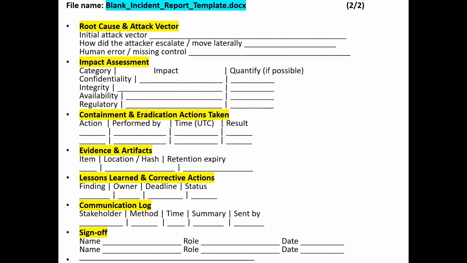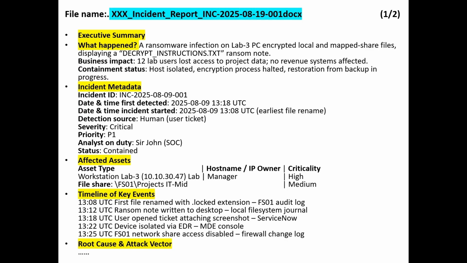So let's look at a sample which I filled. Here is the incident report for an XXX company that I made. It tells us what happened. You see ransomware infected a PC, Lab 3, and it had a ransom note which says decrypt instruction, where you have to pay a certain amount to unlock your system. The containment status you can see, and the business impact: 12 lab users lost access to project data, but no revenue system was affected.